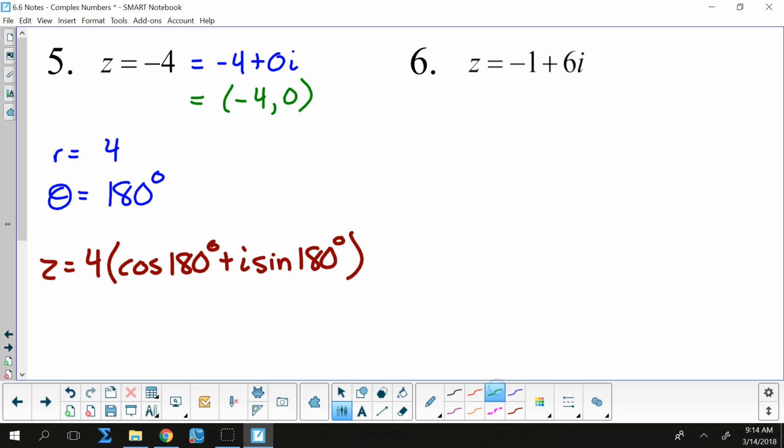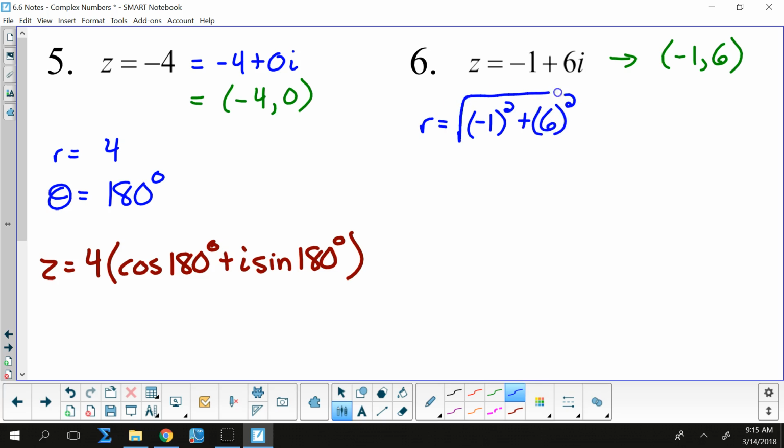Number 6 here, that one is already in standard form. In ordered pair form, this would be (-1, 6). Okay. So my R value then would be the square root of -1 squared plus 6 squared. Well, -1 squared is 1, 6 squared is 36. Add them together, that gives me the square root of 37 for my R value.